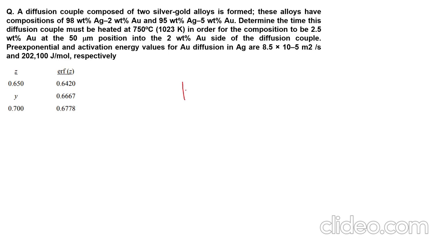So we can say, for example, this is our alloy 1, this is our alloy 2, and you are forming a diffusion couple between the two. And you have a composition of 98 and 2. So I'll write like this: 98 silver, 2 is gold, and for this one the composition is 95 and 5, right? So you have to determine the time this diffusion couple must be heated at 750 degrees Celsius. So you are heating it at a certain temperature.